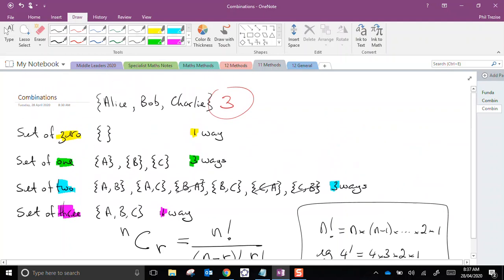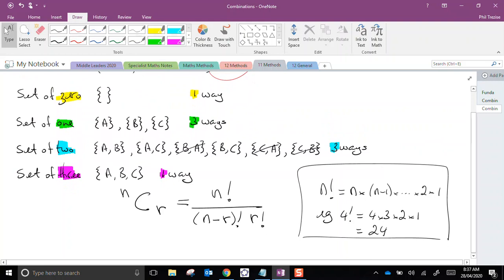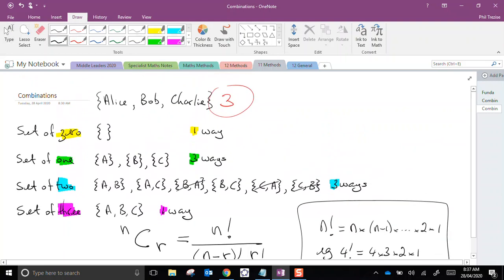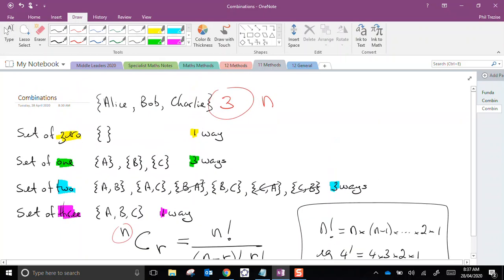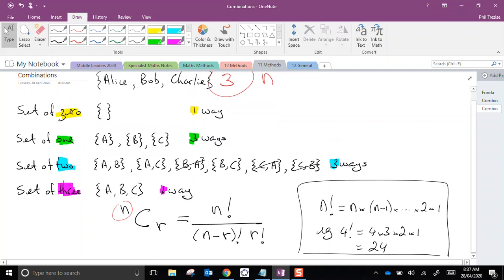Now, where do these numbers occur? Well, the big giant number 3 at the top, that is n. That's the number here that goes at the top of our little rule for combinations. These numbers here, the 0, the 1, the 2 and the 3, these are the numbers r. So r is different. r could be 0 or 1 or 2 or 3. And then we would pop it into the formula. And what would come out of the formula? These numbers here, the 1, the 3, and the 1.